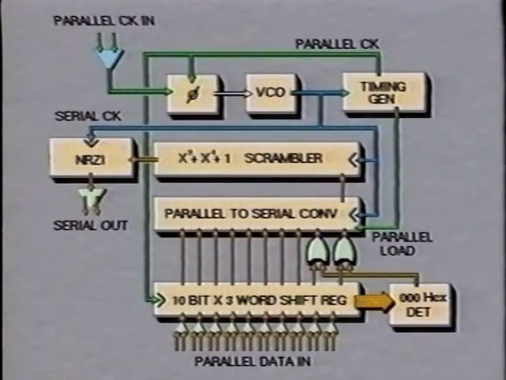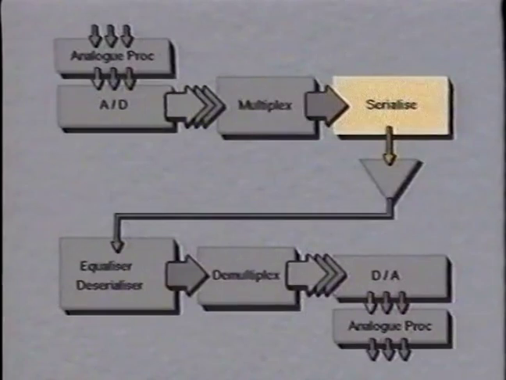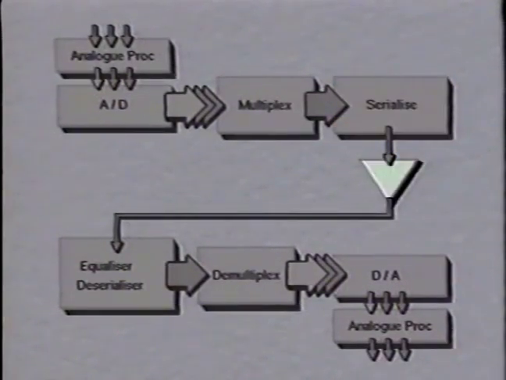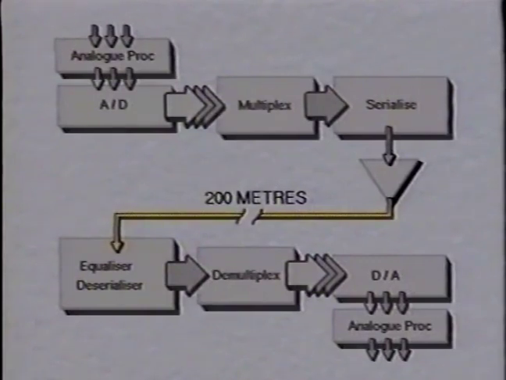So if we look at our main block, we can see that our signal in serial form is now fed to a line driver which feeds into 75 ohms at a data rate of 270 megabits per second and can travel typically 200 meters or more on suitable cable.